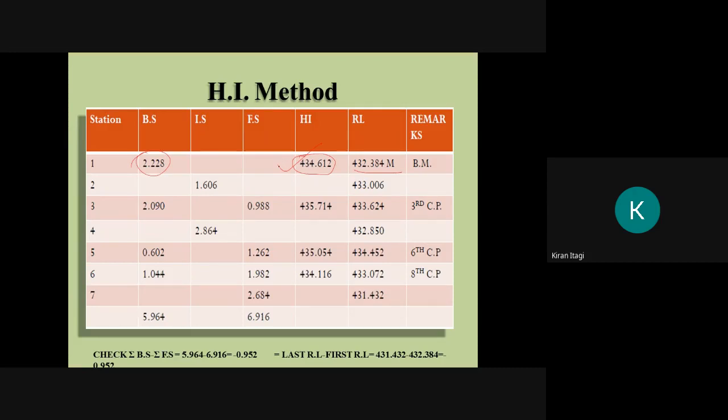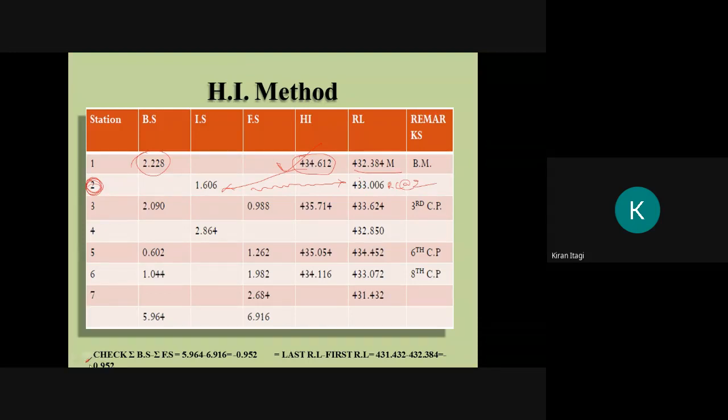I hope you have done everything up to this point. After getting the height of the instrument, we want the RL of the second station. How will we calculate the RL of the second station? We subtract the intermediate sight reading from the height of the instrument. Height of the instrument is 434.612. We will deduct 1.606. So 434.612 minus 1.606, we get 433.006. This is the RL at station 2.